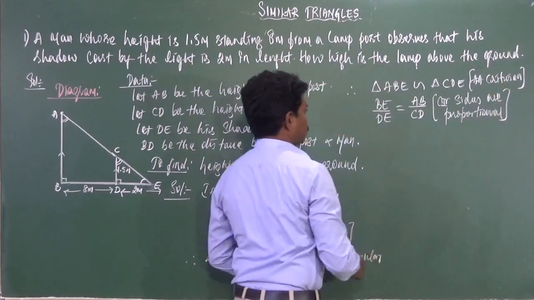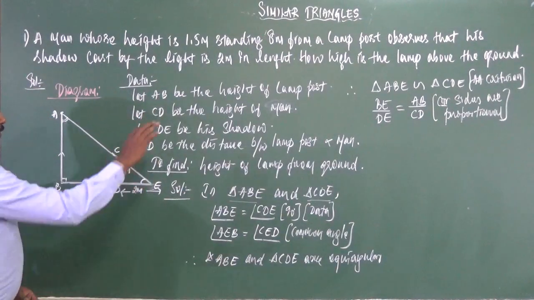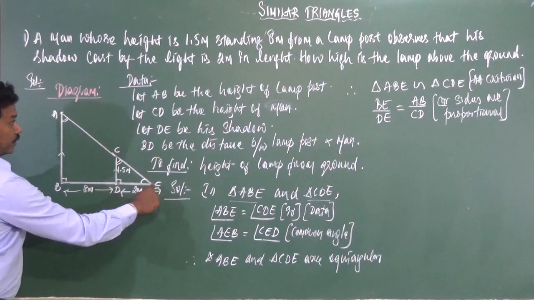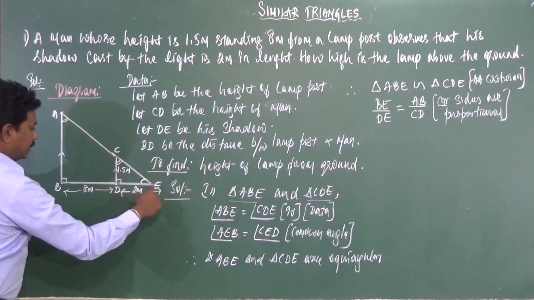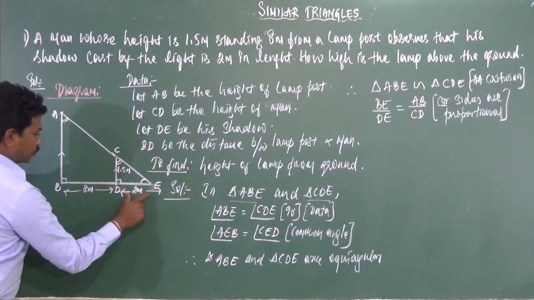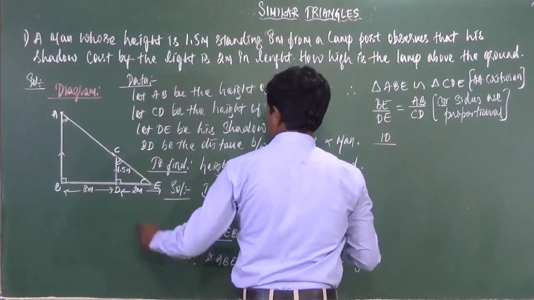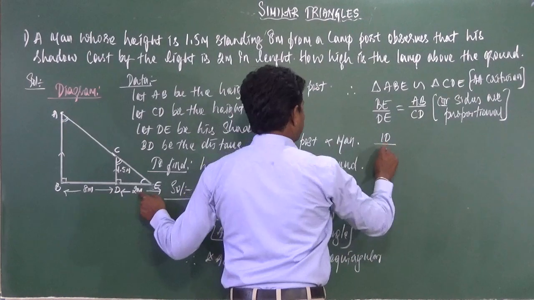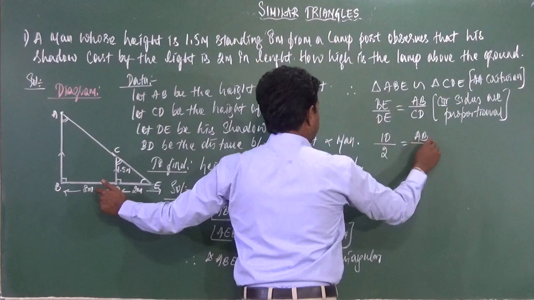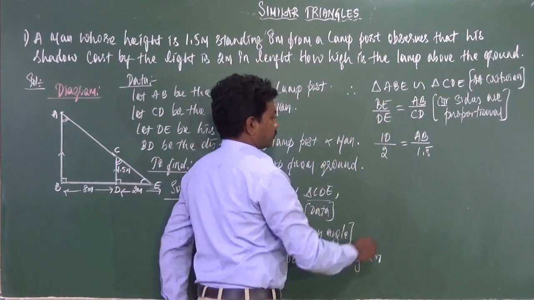Corresponding sides are proportional. Now we will put in all the required values in the ratios. Here BE is in the numerator. BE is BD plus DE, that is 8 plus 2, that is 10 meters. So 10 by DE, DE is 2, is equal to AB, which we still have to find, by CD, CD is 1.5. Right, so let us get into cross multiplication.